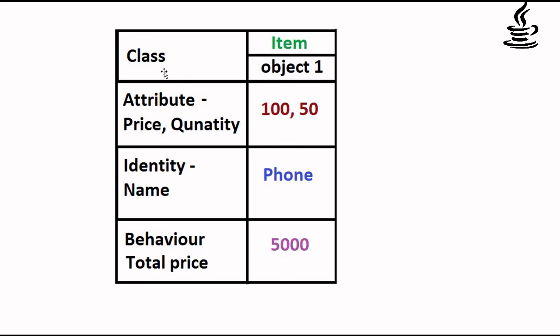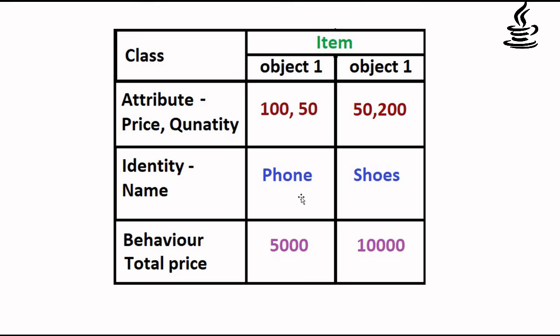The specific values of the attributes defined within this class or template, the price and quantity, are given for object1. Similarly, another attribute defined within this class is name, and its specific value is phone, and the method defined within this class is the total price, which is 5000 for this product. Let's instantiate another object for this class, called shoes. Shoes also has a price and quantity, with specific values 50 and 200. The name is shoes, and the total price, obtained by multiplying price and quantity, is 10,000.